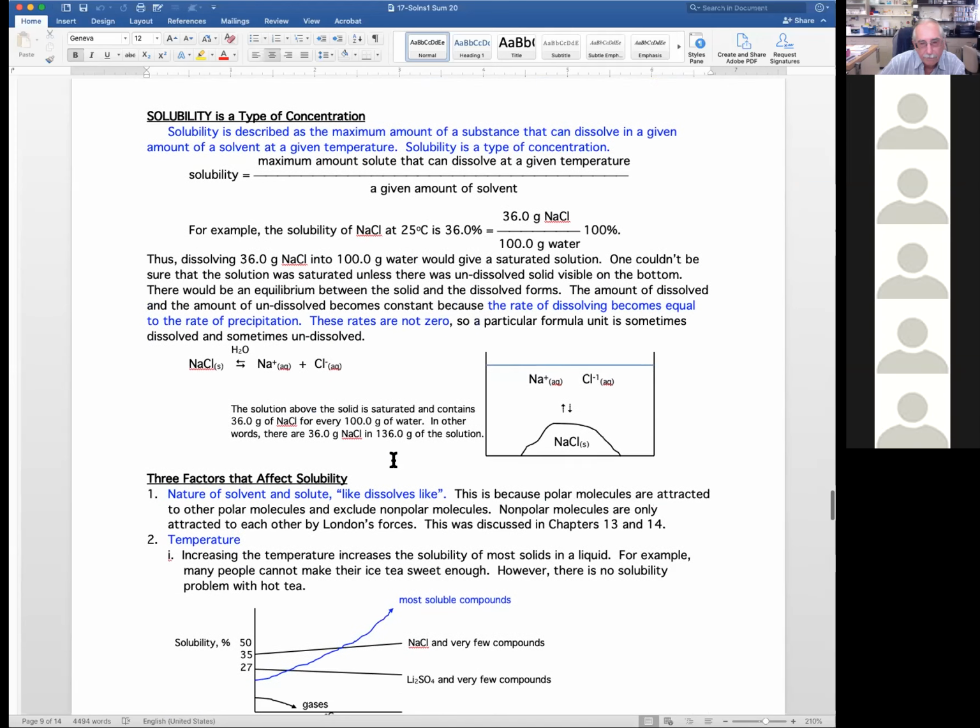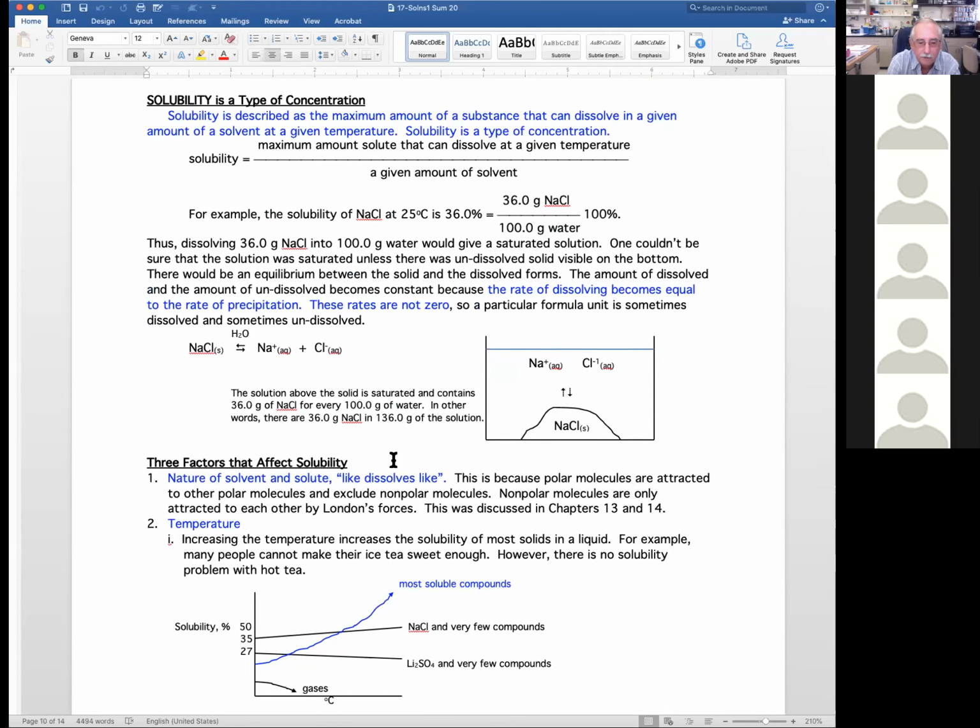And solubility is a type of concentration. We use it as a way to measure how much something will dissolve. We don't normally use it as a concentration, but it is a concentration. It's the maximum amount of solute that can dissolve at a given temperature in a given amount of solvent. So for example, the solubility of sodium chloride at 25 degrees is 36%. That means that you can get 36 grams of sodium chloride to dissolve in 100 grams of water at this temperature.